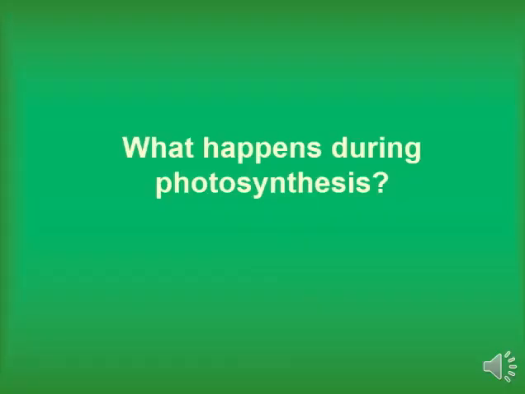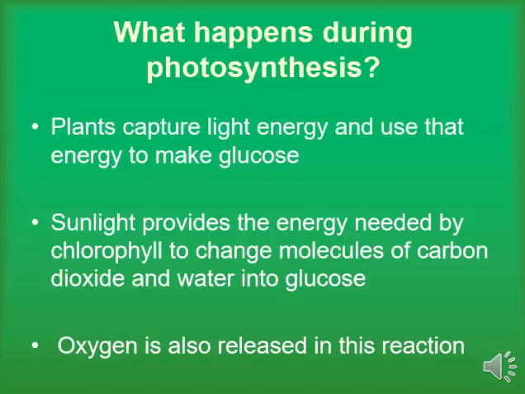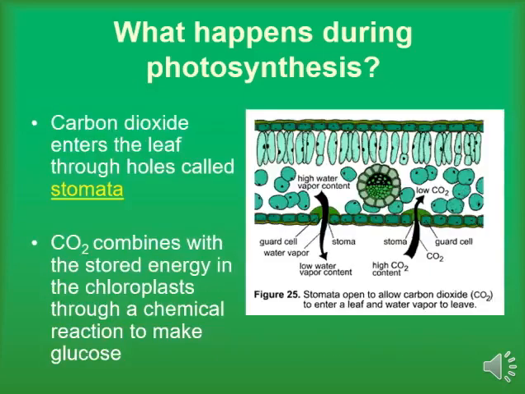What happens during photosynthesis? During photosynthesis, plants capture light energy and use that energy to make glucose. Sunlight provides the energy needed by chlorophyll to change molecules of carbon dioxide and water into glucose. Oxygen is also released in this reaction. During photosynthesis, carbon dioxide enters the leaf through holes called stomata.